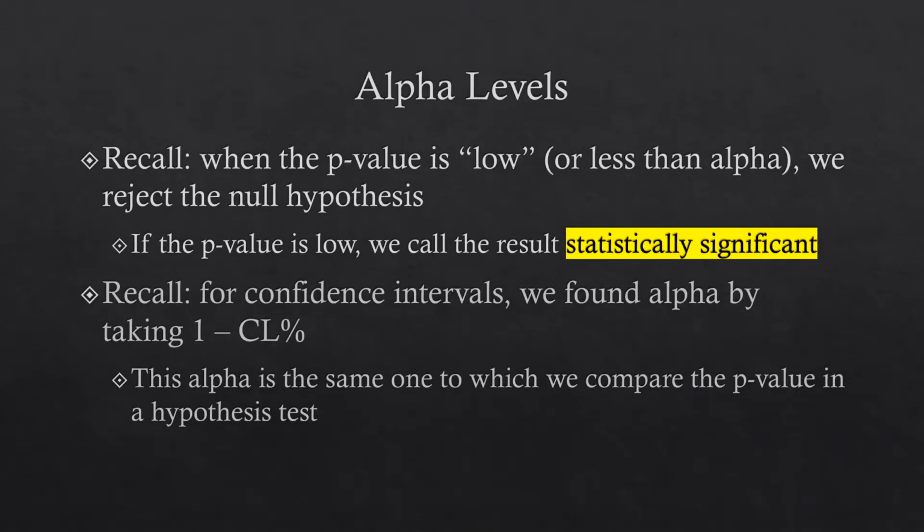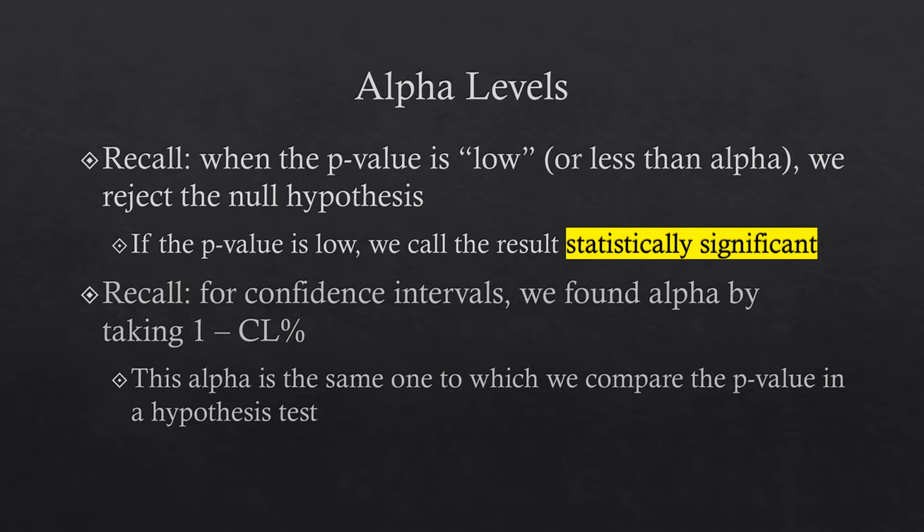Then a quick note on alpha levels, or that alpha value that we compare our p-value to. So remember that when the p-value is low or less than alpha, that's when we reject the null hypothesis. And just some terminology for you, if that p-value is low relative to our alpha, we call that result statistically significant, okay, meaning that there's something important here.